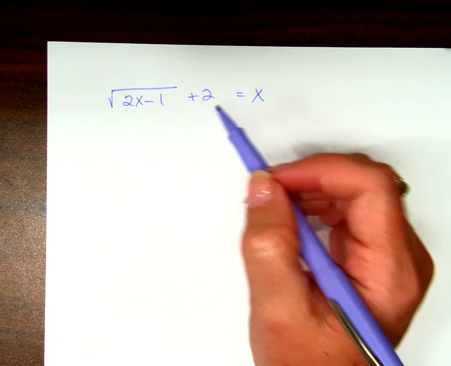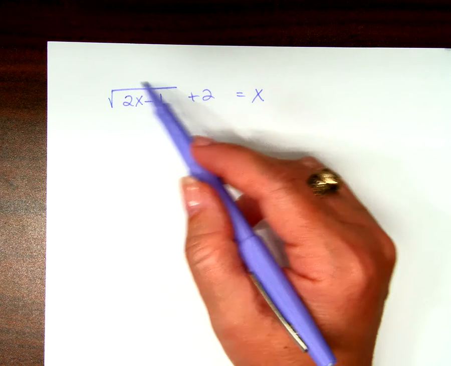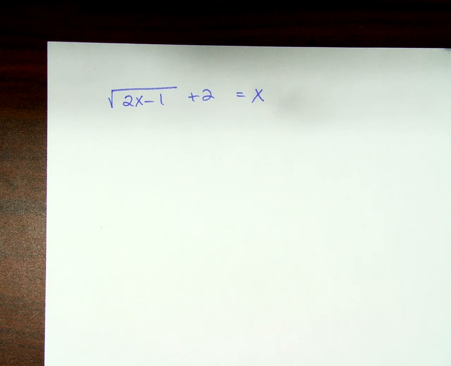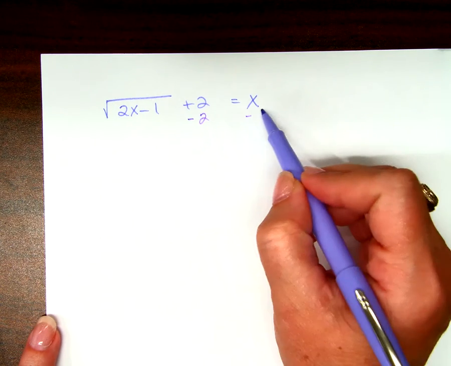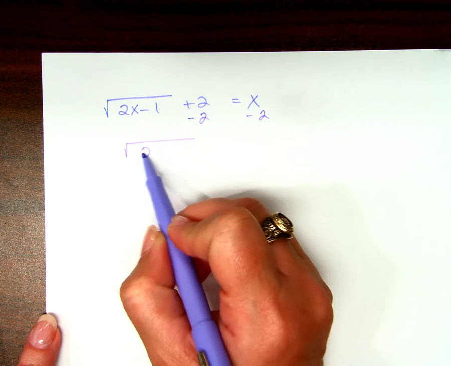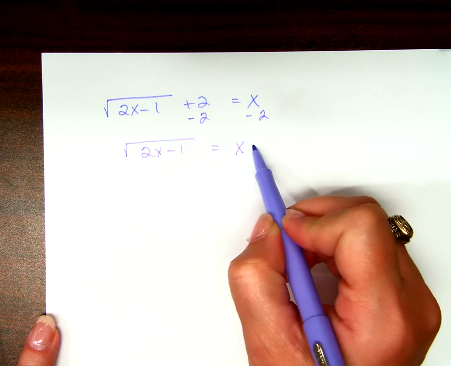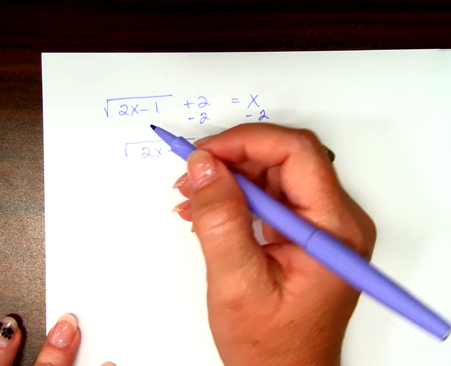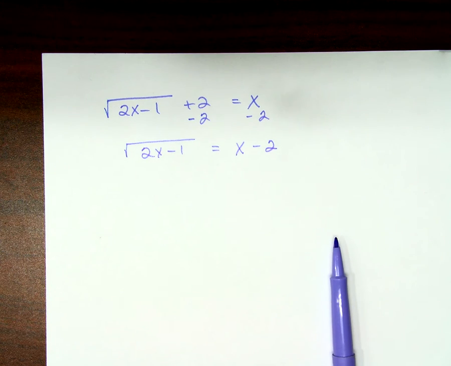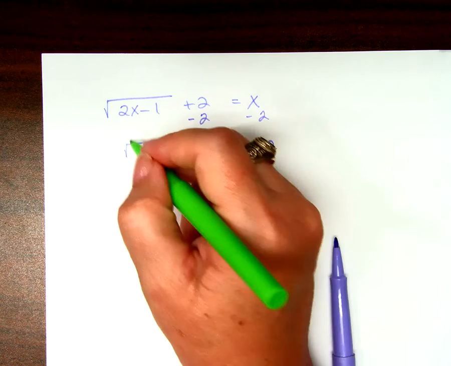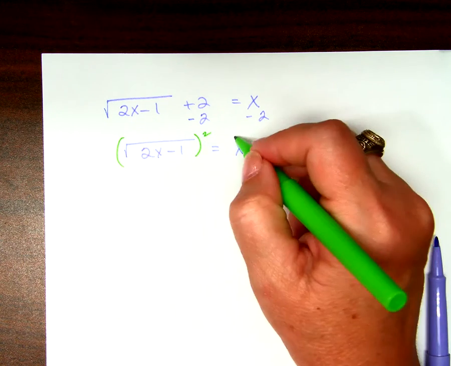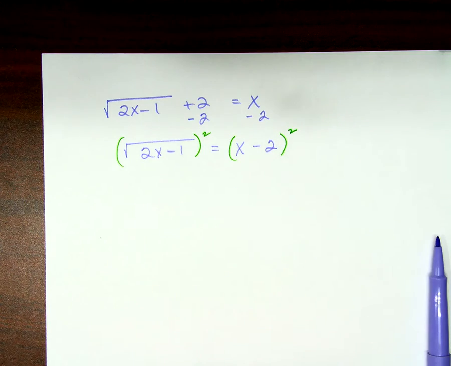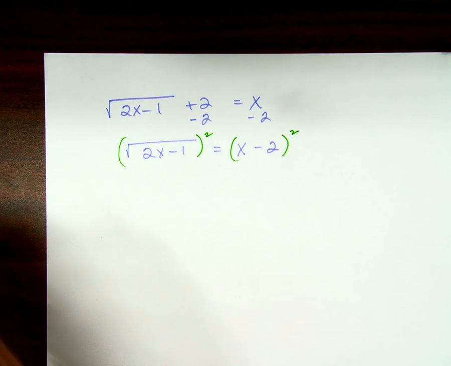Remember, the first thing to do when solving a radical equation is to isolate the radical. That means I need to subtract 2 from both sides to isolate the radical. The square root of 2x minus 1 equals x minus 2. So how do I get the radical to go away? Square it, like you said. If I square this side and I square this side, what happens on the left-hand side of the equation?